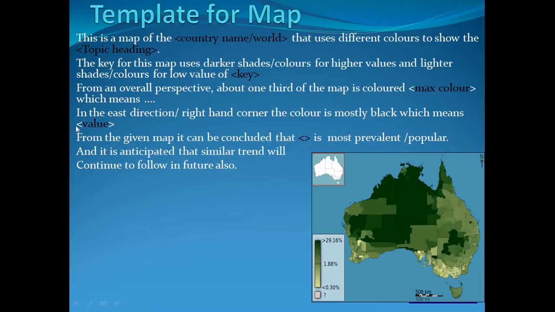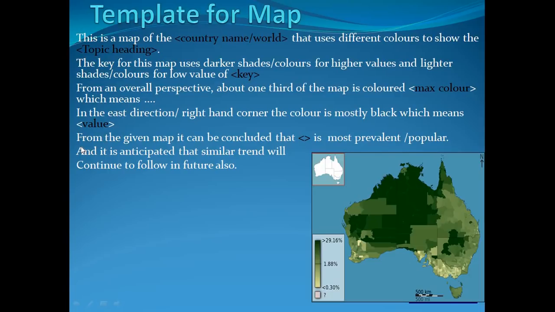After that you can also say in the east direction, or you need to just say any of the area. You can say in the top, in the center, or in the left, in the east, in the west, anything, whatever is fine with you. So I have used in the east direction the color is mostly black, right? Or you can say the color is mostly white, which means that the percentage is very less. So you can say this.